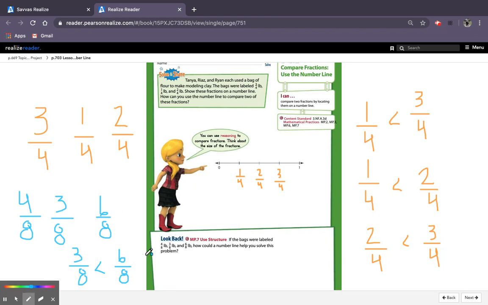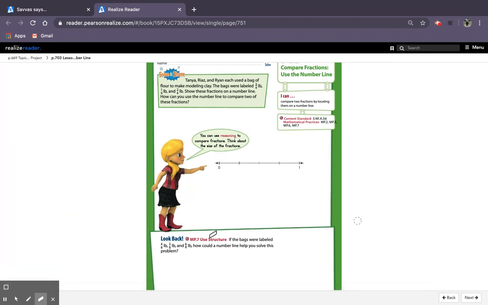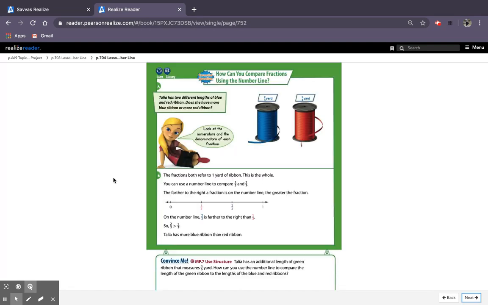Okay, please pause it if you need to. The blue is for this bottom part down here, and all of the orange is for this top part up here. Okay, going to the next page.